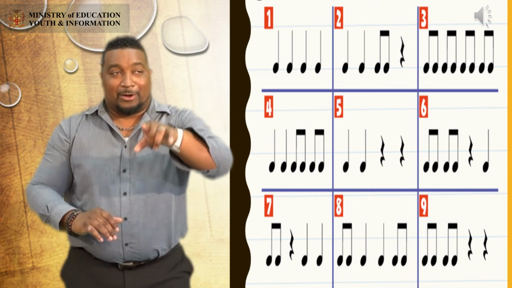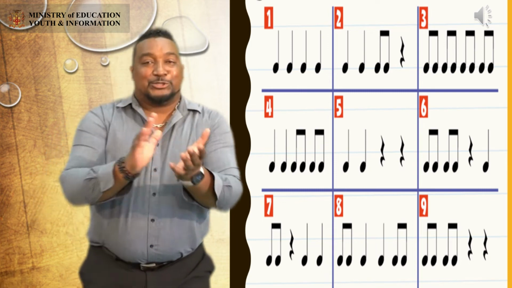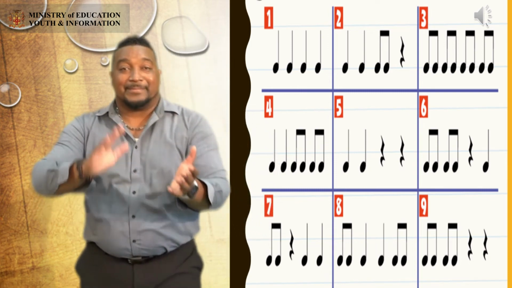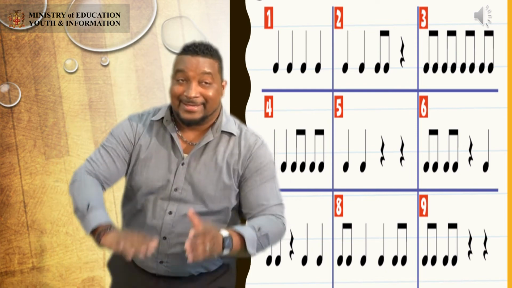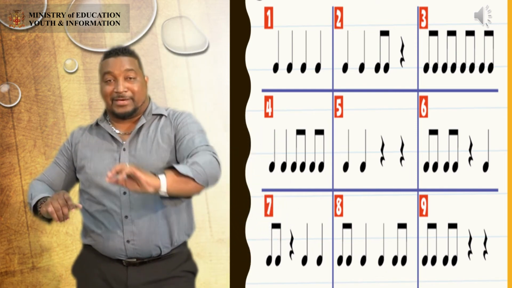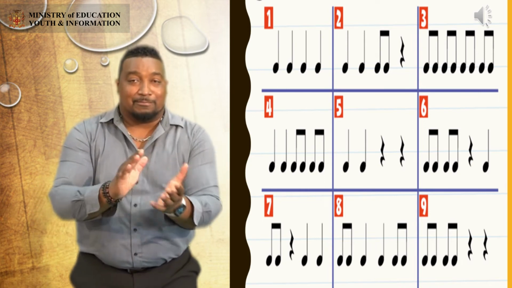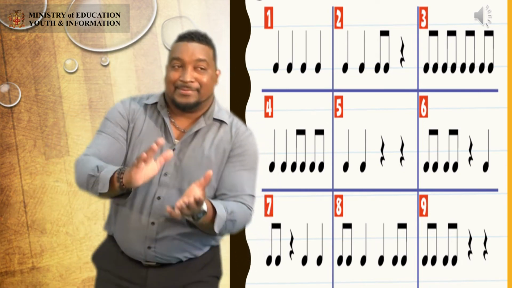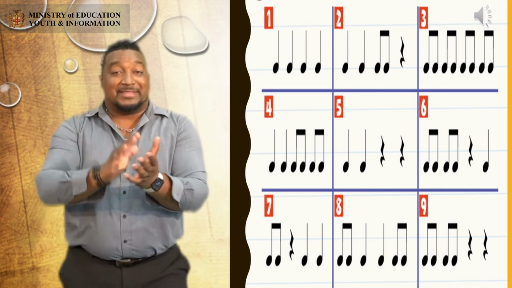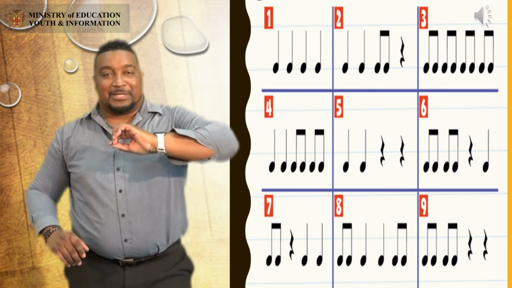4 to 6, here we go. Yam, yam, dumpling, dumpling, yam, yam, dumpling, dumpling, yam. 7 to 9, here we go. And dumpling, yam, yam, dumpling, yam, yam, dumpling, dumpling, dumpling. I'm going to flip the script on you.